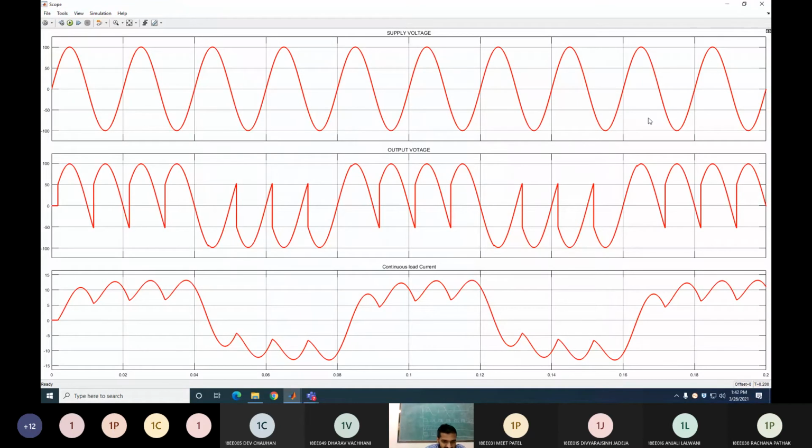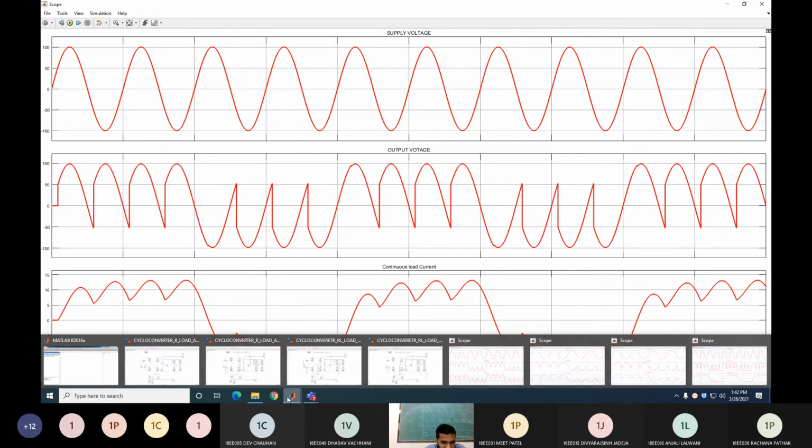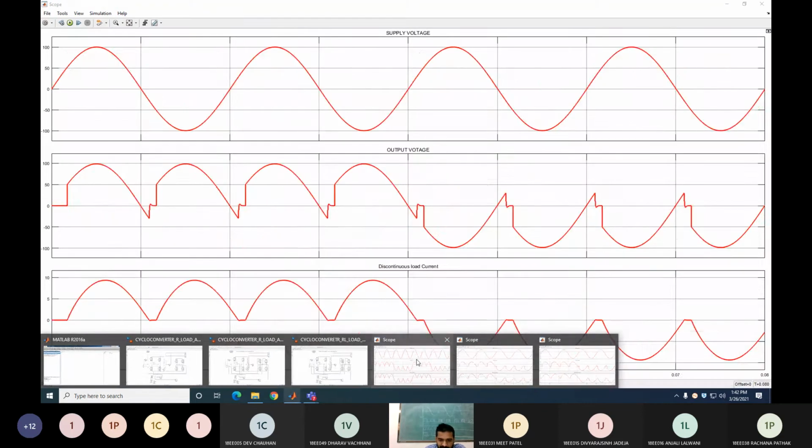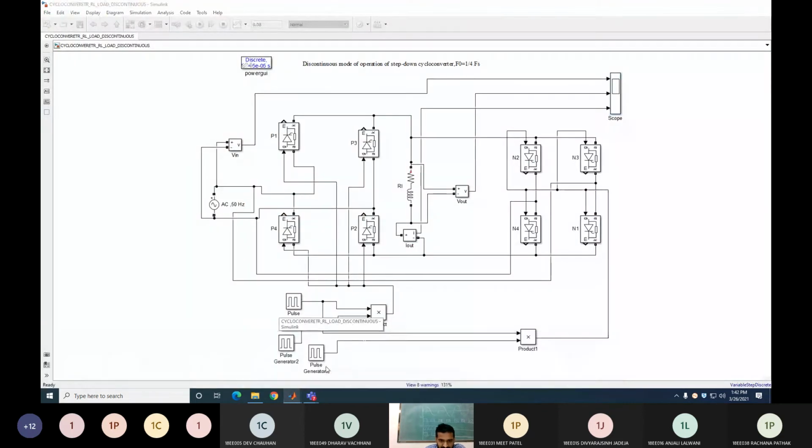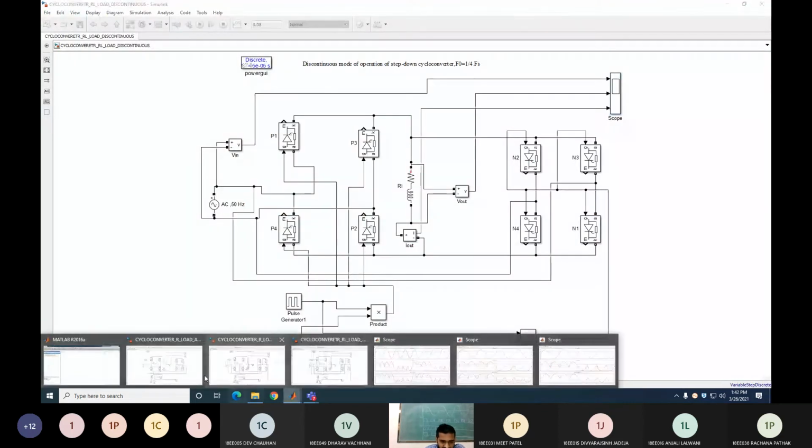So I hope all of you have understood what is the difference between continuous load current operation and discontinuous load current operation for the same type of cycloconverter. It just depends upon the value of firing delay as well as the value of your RL load condition. So is there any doubt to anyone in this course simulation? Anyone?